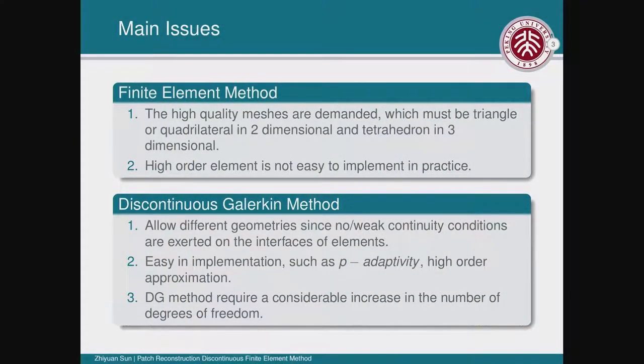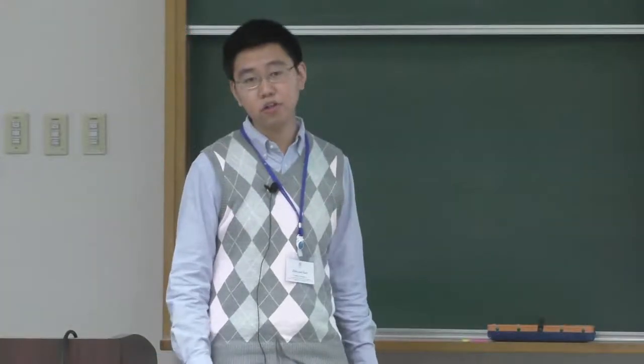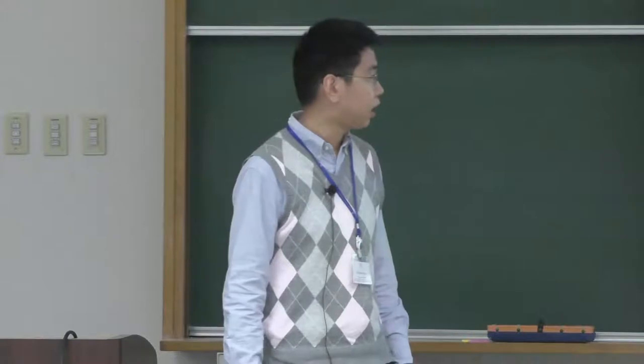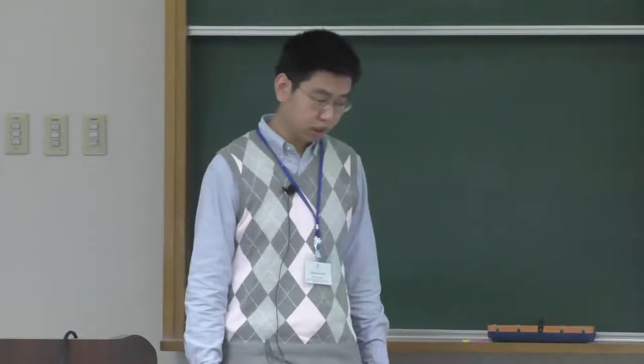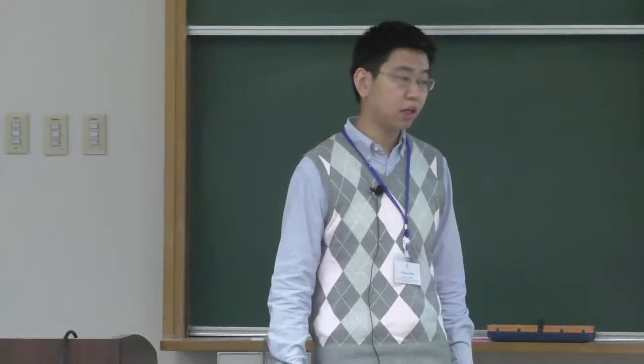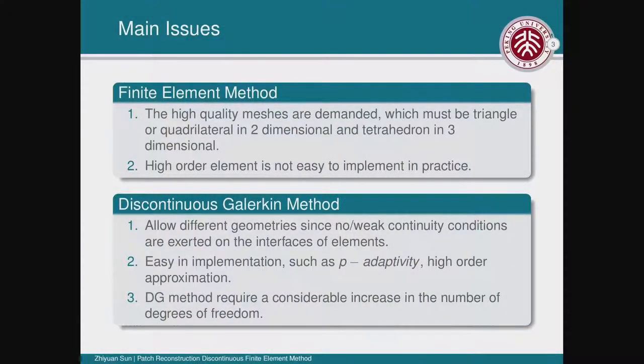And if we abandon some continuity constraints, we can allow different geometries, which is the discontinuous Galerkin method's advantage. It allows different geometry, since there is no continuity on the edges of the elements, and it is easy to implement in practice, and it can handle hanging nodes and other problems. But there is one issue for the discontinuous Galerkin method: the degrees of freedom for the DG method increase remarkably in high order approximations.